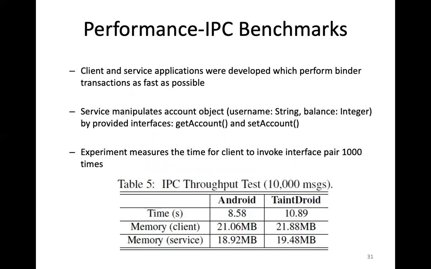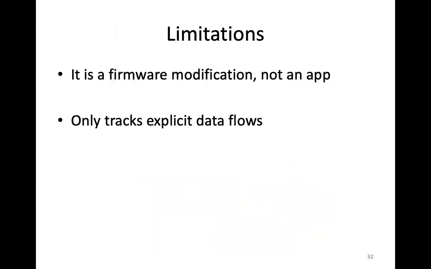Okay, and this is the performance of IPC benchmarks, the interprocess communication. Again, there is an overhead that is introduced through the tracking of taint tags over the IPC binder interface. All right, let's stop now with some limitations. It's a firmware modification, so it's not something you can install on your phone today to test your privacy. Also, it only tracks explicit data flows. Implicit data flows, which happen, let's say, through conditional statements, are not tracked in TaintDroid.